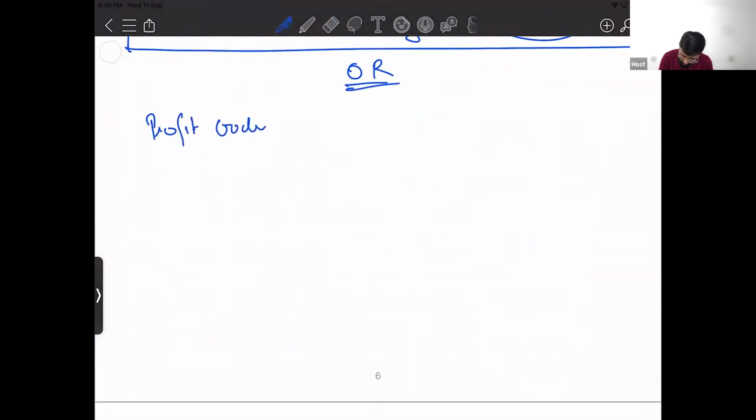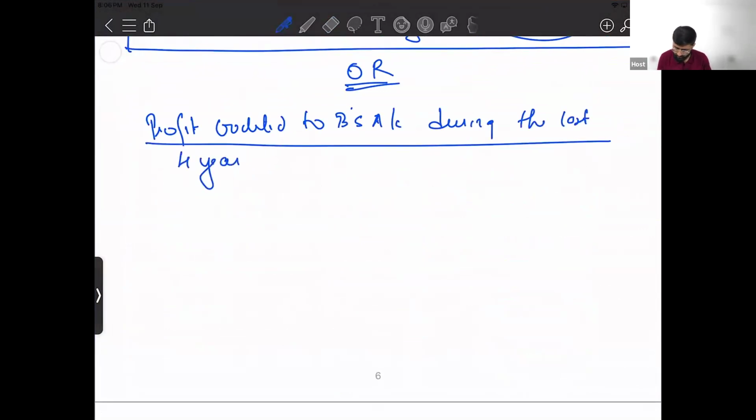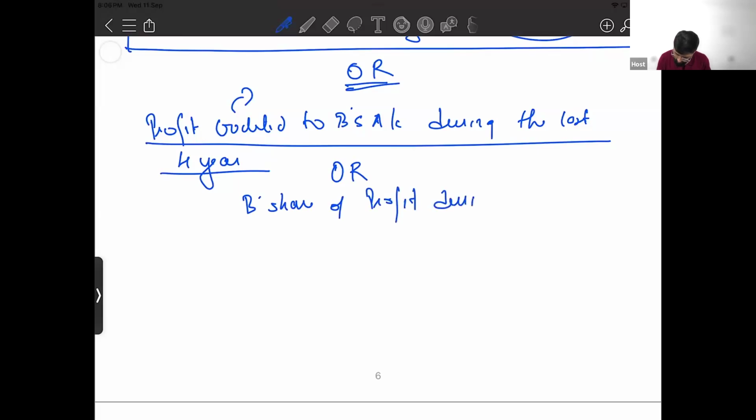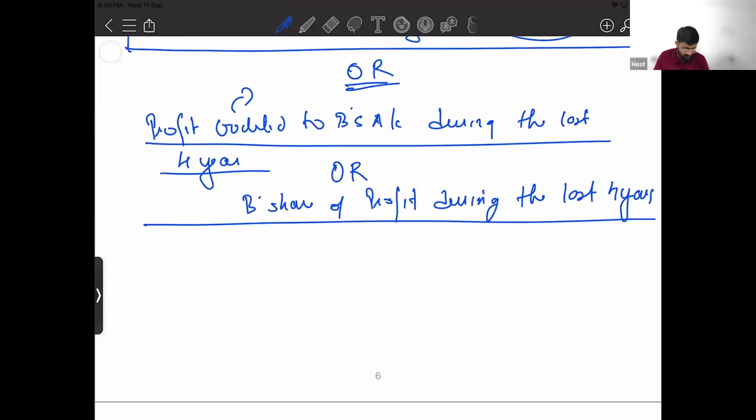Profit credited to B's account during the last 4 years. Or you can say B's share of profit during the last 4 years. Last 4 years, 2007.